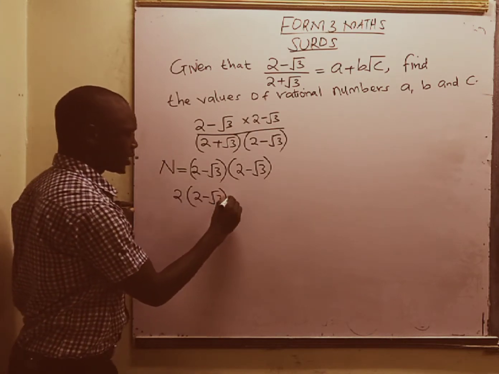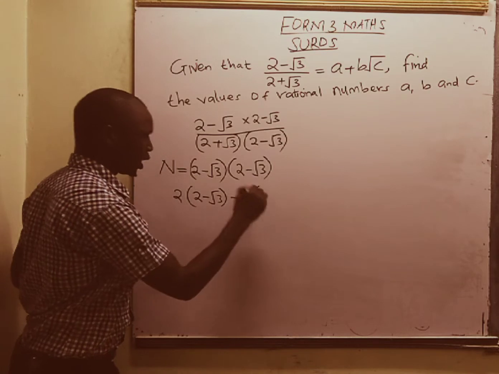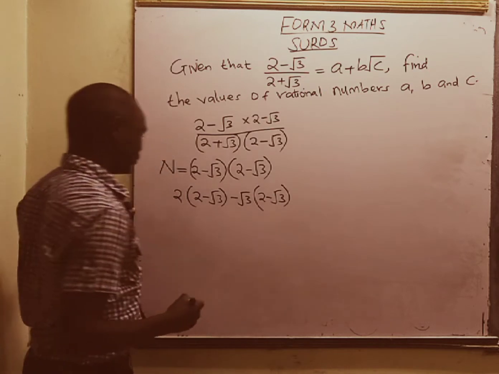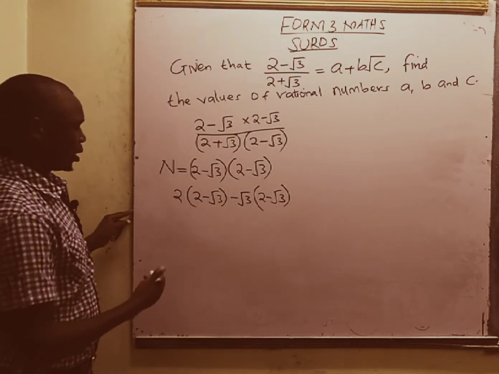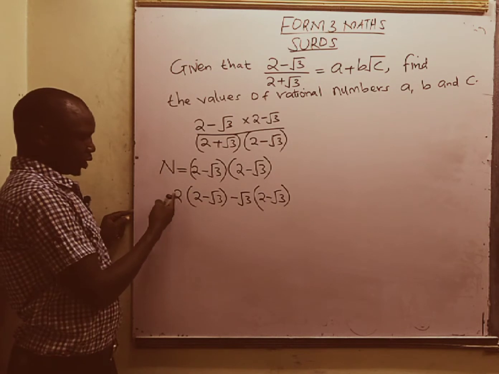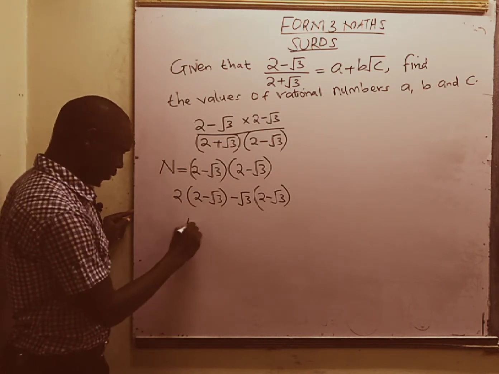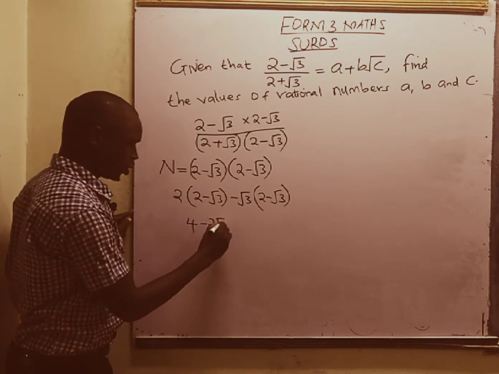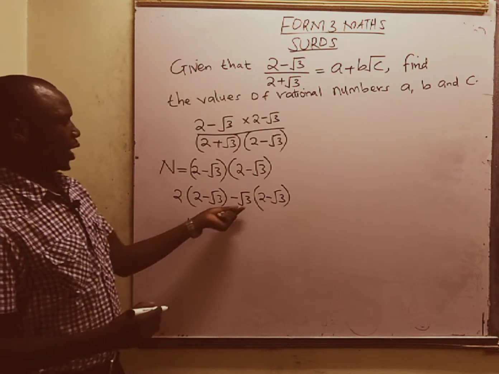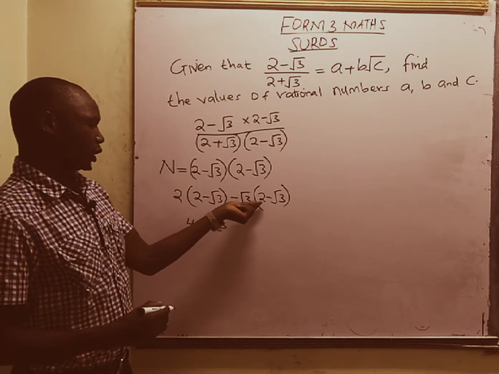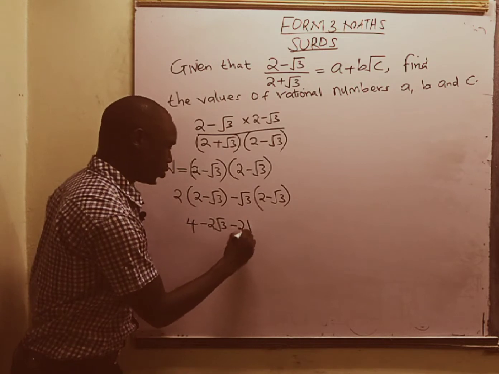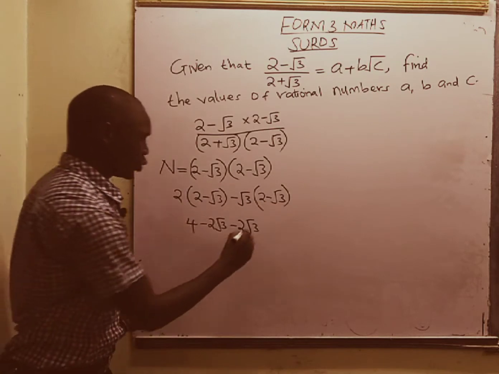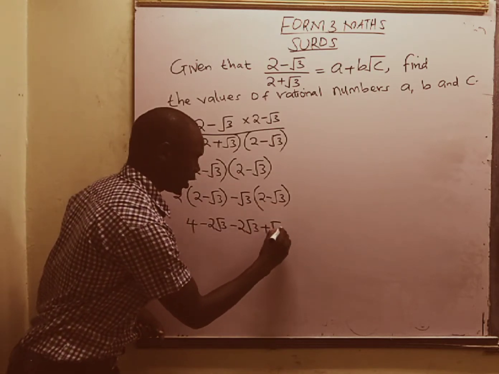What has remained here is minus root 3. You again multiply it by the second bracket, which is 2 minus the root of 3. At this point now, we can expand by multiplying 2 by 2 to give us 4. If you take 2 again times minus root 3, it gives us minus 2 root 3. Then we come here. This is minus root 3 times 2, which will give us minus 2 root 3. And then minus root 3 times minus root 3 will give us positive root 9.